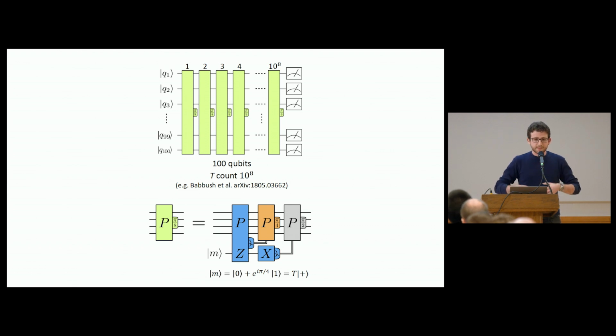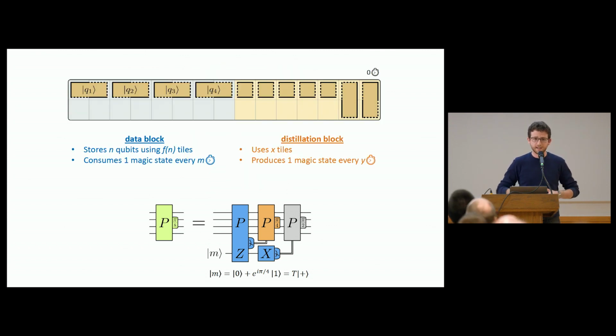With that in mind, since we can only initialize faulty magic states in our framework, but we need good magic states to go through our 10 to the 8 pi over 8 rotations without any errors, we'll need magic state distillation. An intuitive way to design your full quantum computer is to partition it into a block of tiles that you use to generate magic states, a distillation block, and a block of tiles that stores the 100 data qubits of our computation and consumes magic states to advance the computation. This is the data block in blue, and the distillation block in orange.